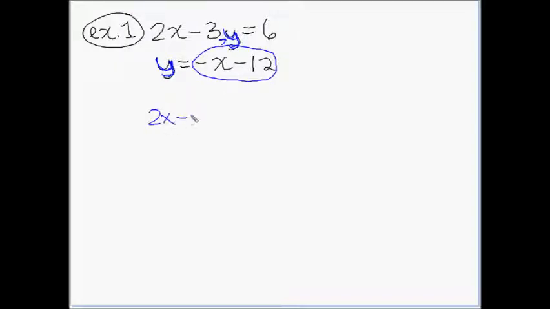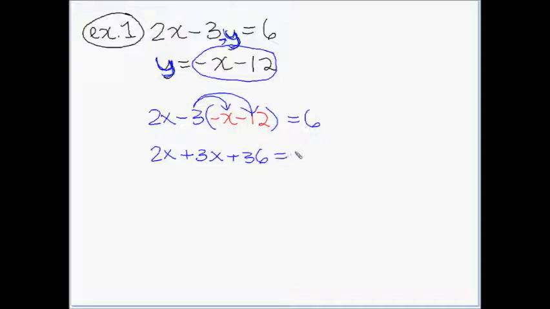So we're going to have 2x minus 3, and instead of y, we're going to replace it with negative x minus 12, because negative x minus 12 is equal to y, so it can be substituted for y in the other equation. Alright, we're going to simplify this. We have negative 2x plus 3x, because you have a negative 3 times a negative x, and then plus 36, because we have a negative 3 times negative 12, equals 6.